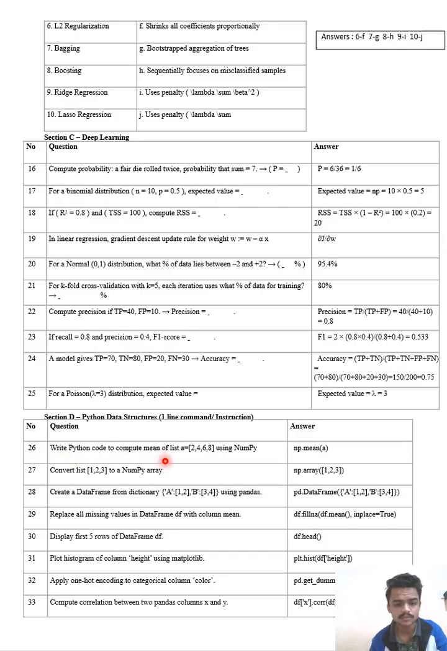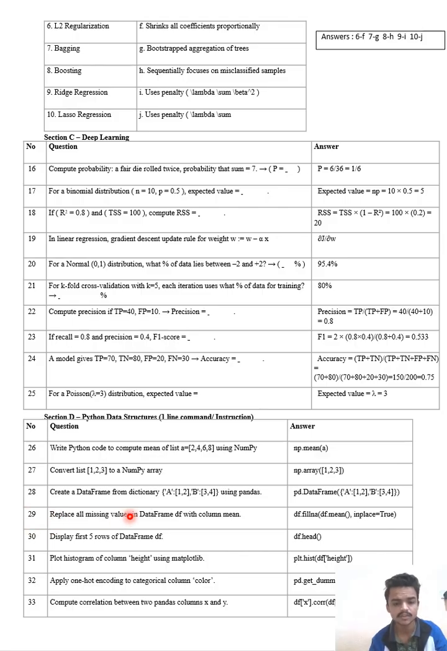Write Python code to compute the mean of list A, 2 4 6 8, using numpy. So the answer will be np.mean. Convert list 1 2 3 to a numpy array: np.array of 1 2 3. Create a data frame from a dictionary where A is 1 2 and B is 3 4 using pandas. So the answer will be pd.DataFrame, then in parentheses using curly brackets, A such that 1 2 comma B such that 3 4, and then close all the braces we have opened here.